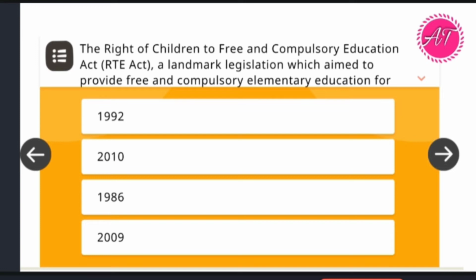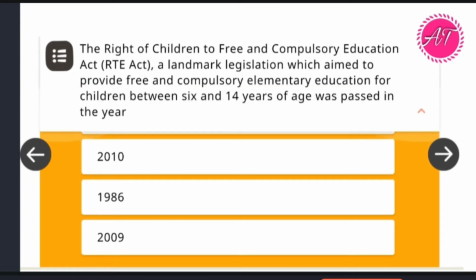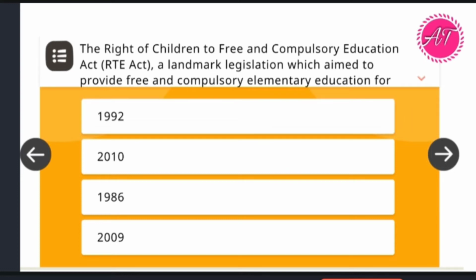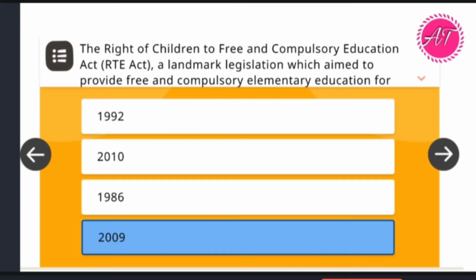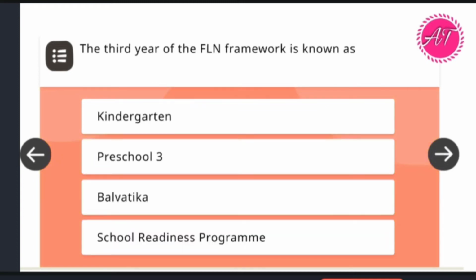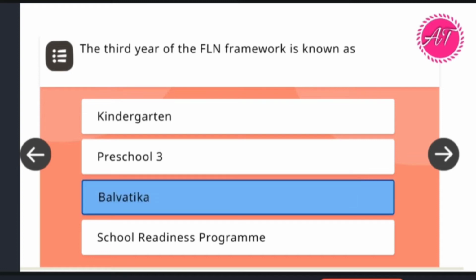The Right of Children to Free and Compulsory Education Act, RTE Act, a landmark legislation which aimed to provide free and compulsory elementary education to the children between 6 and 14 years of age, was passed in the year. So the answer we have here is option number D, that is 2009. You can click on option 4, 2009. Next quiz. The third year of the FLN framework is known as Bal Vatika.